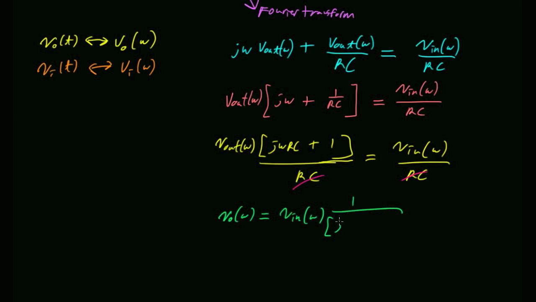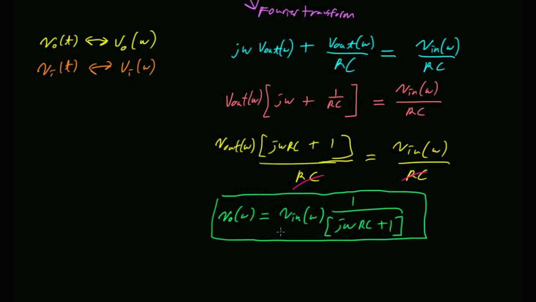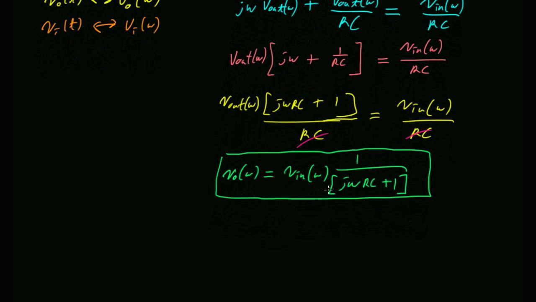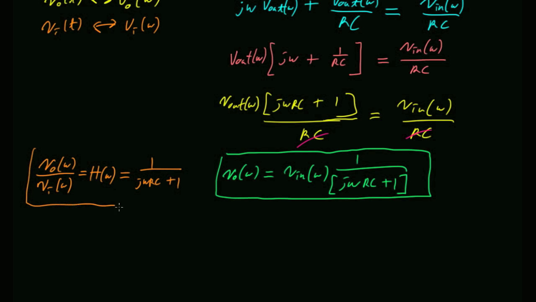Okay? Yes, sir? Would it be useful to actually have V out of omega over V in of omega on one side and everything else on the other side to get the transfer function? Yes, we could do it that way as well. There are two ways of writing it. I've written it this way on purpose because I'm trying to drive towards a bigger point. But you're absolutely right. Another way of writing the same thing is V out of omega divided by V in of omega, and we call that capital H of omega, the transfer function. In this case, that equals 1 over j omega RC plus 1. You should put that in your notes because we are going to start thinking about it like that pretty soon. All right?